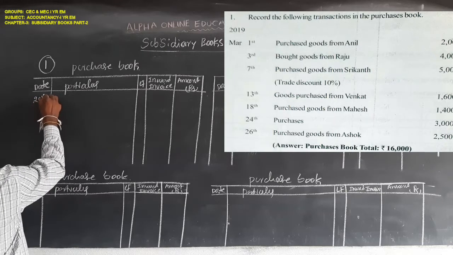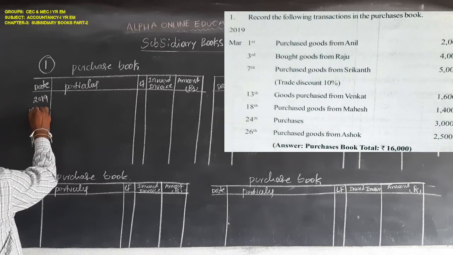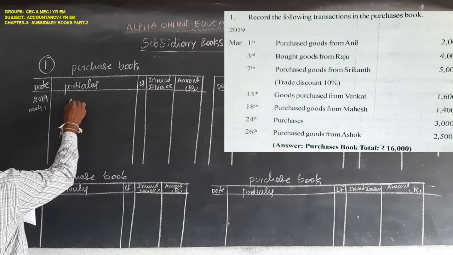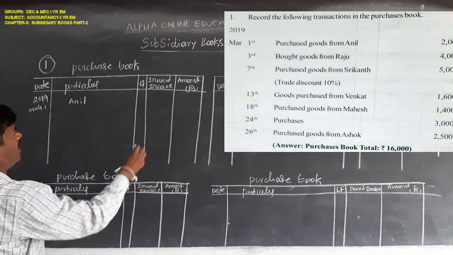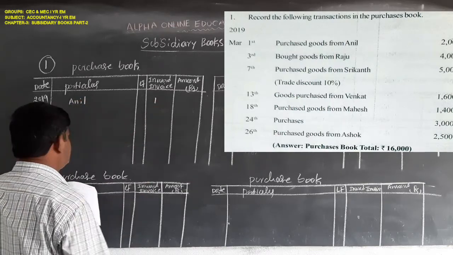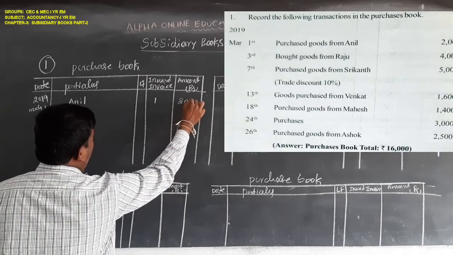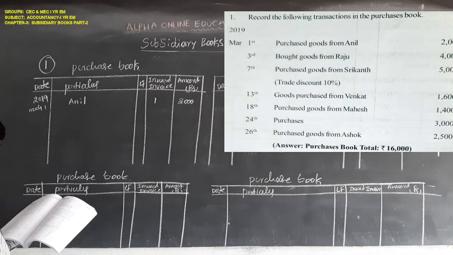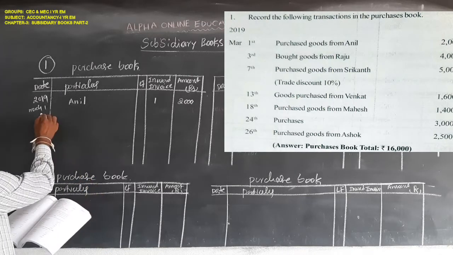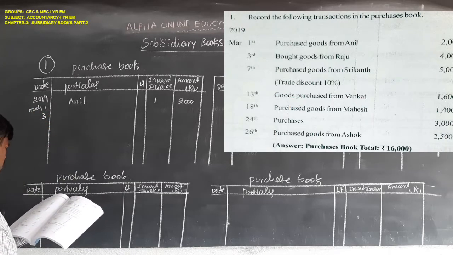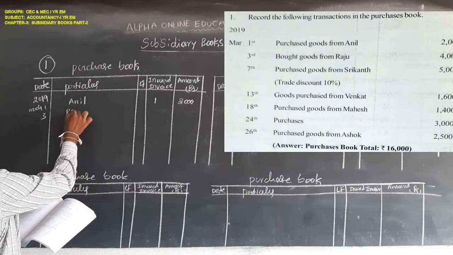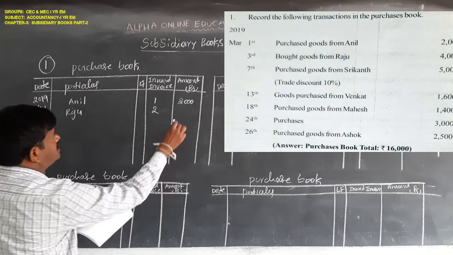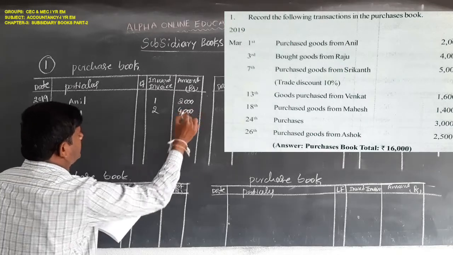So 2019 March 1st, purchase from whom? Anil. Invoice number 1, there is no trade discount, so you have to write here only 2000 rupees. Next, third, date 3rd, bought goods from Raju. Raju, invoice number 2, amount is 4000 rupees. It is also credit purchases.